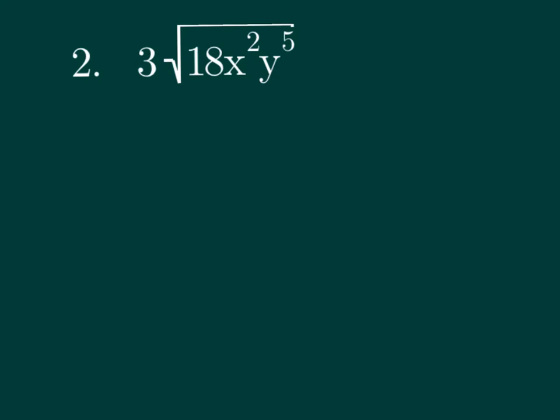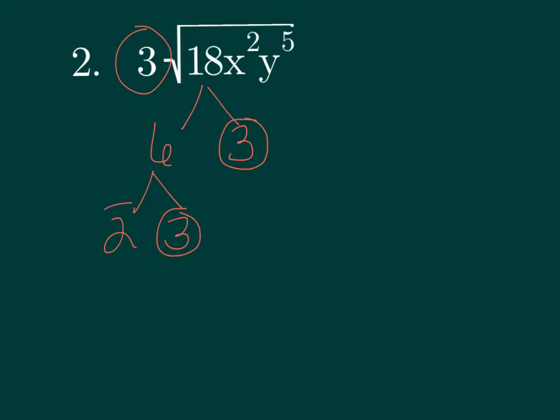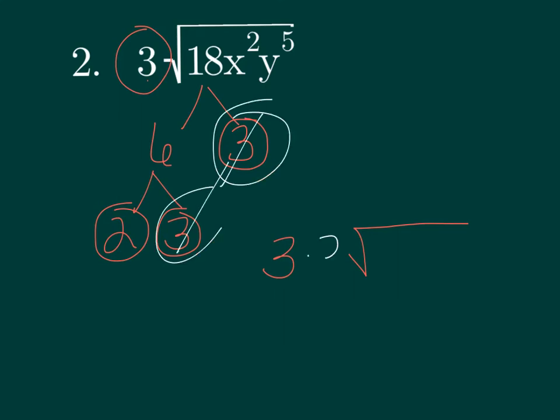All right, next one, we're going to have variables. This 3 that's out here is okay, so we're going to leave it alone. I'm going to break down the 18 into 6 and 3. 3 is prime, so I'm going to leave it. 6 is 2 times 3, which both of those are prime. Now I have the 3 that's already outside. Now let's take my new pairs. I have a pair of 3s, so I'm going to bring a 3 out. Now this 2 here does not have a pair, so it's going to stay.